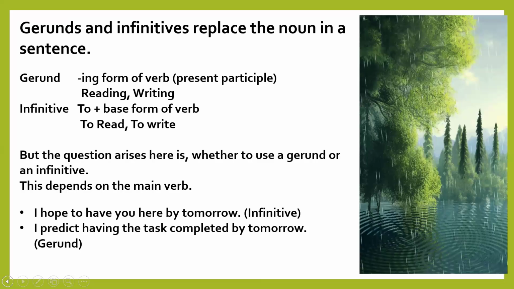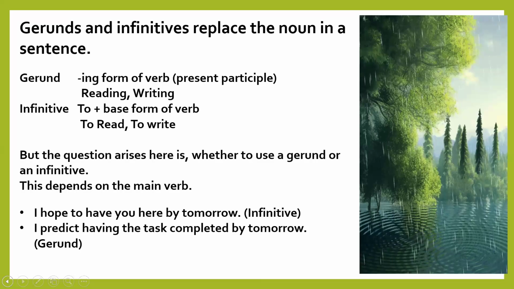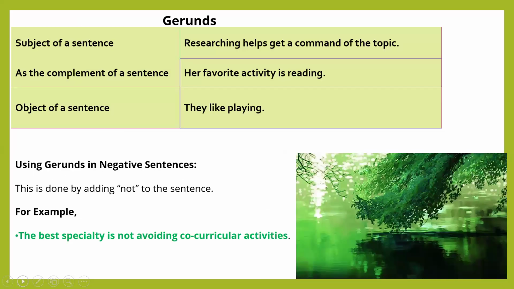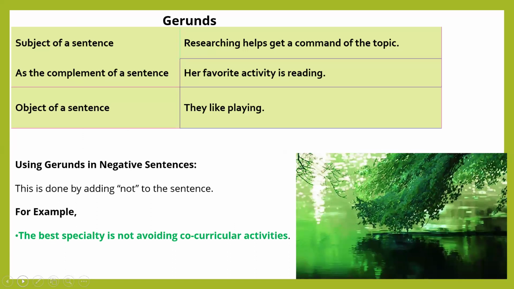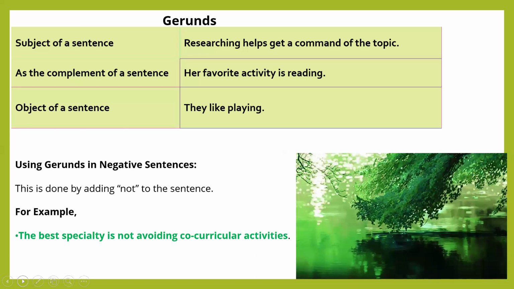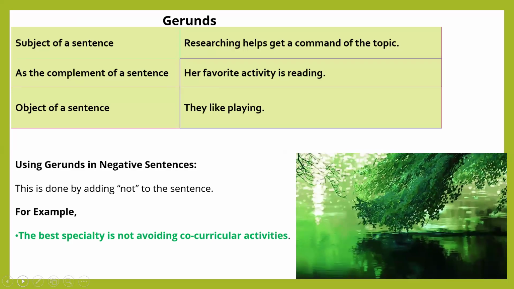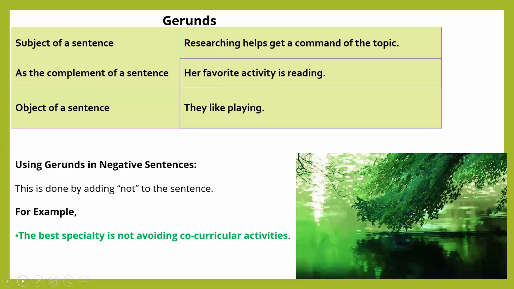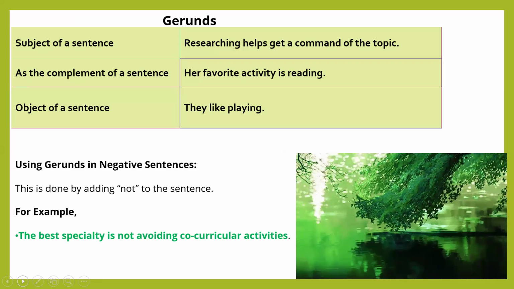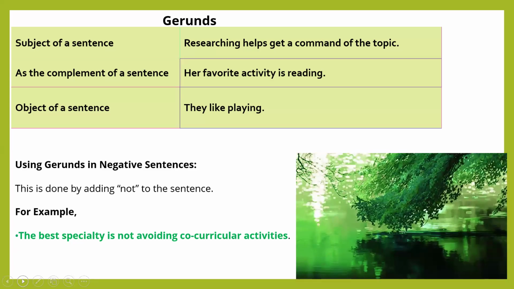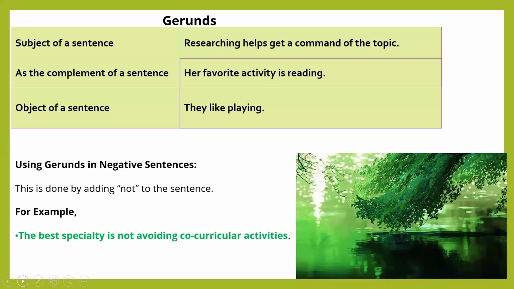These are a list of a few verbs. We have to use them and memorize them in our daily life. Gerunds act as the subject of a sentence, as the complement of a subject, and as an object of a sentence. We have seen examples in the previous slide also. Subject of a sentence: researching helps you get a command of the topic. So researching is the subject. As a complement: her favorite activity is reading. So reading is the complement. Object of a sentence: they like playing. So playing is the object of the verb like.